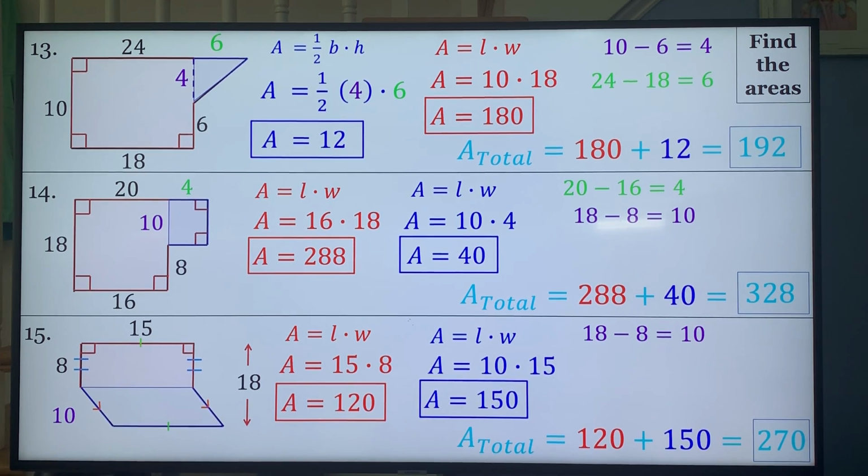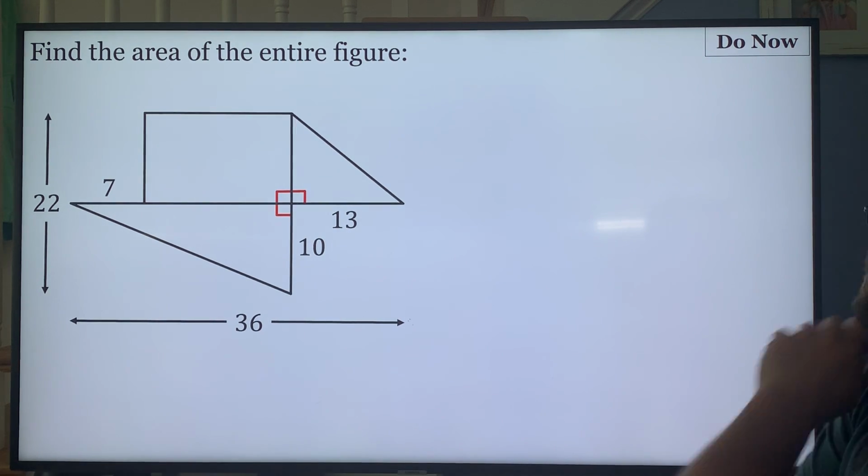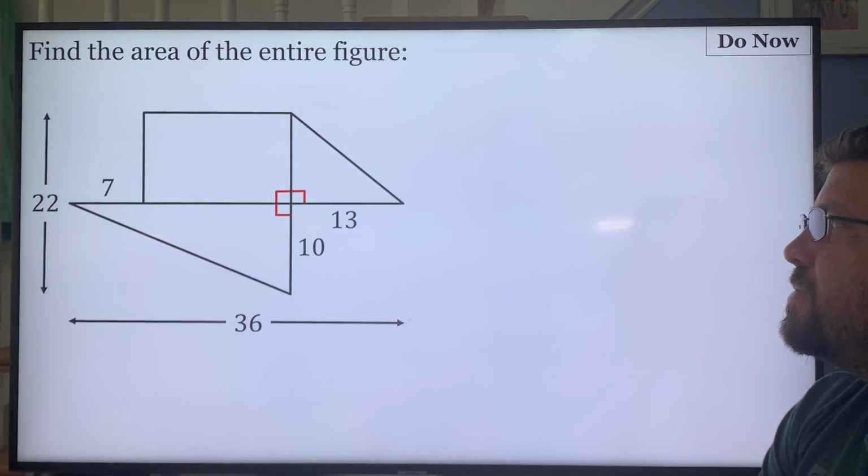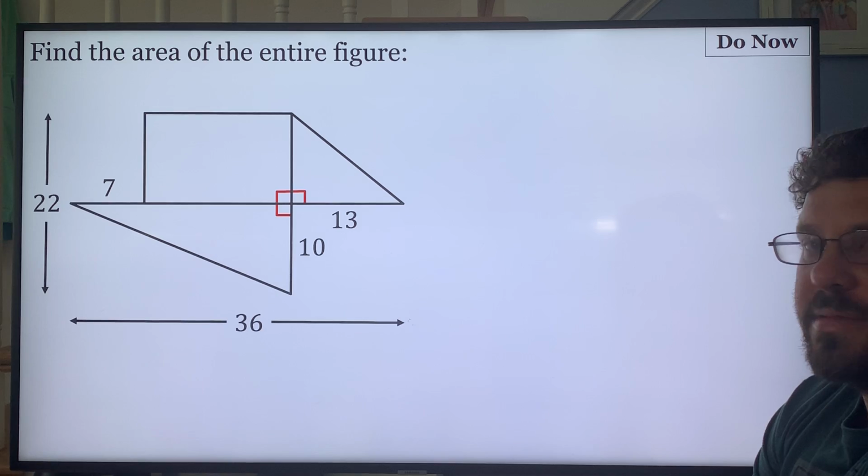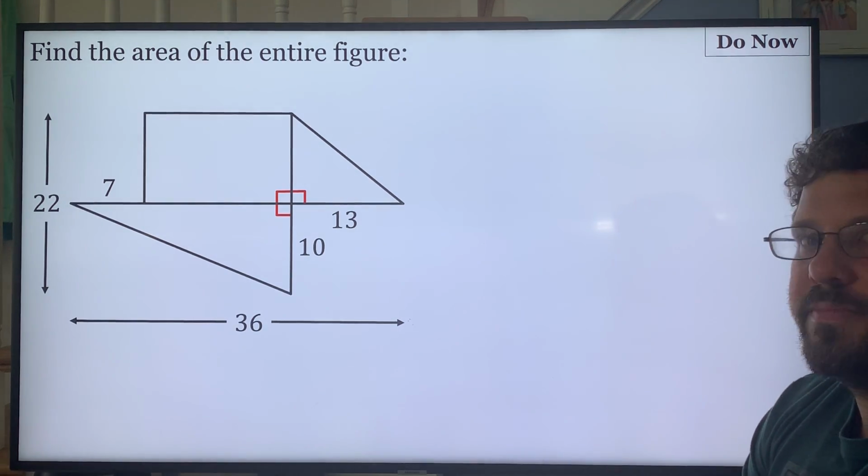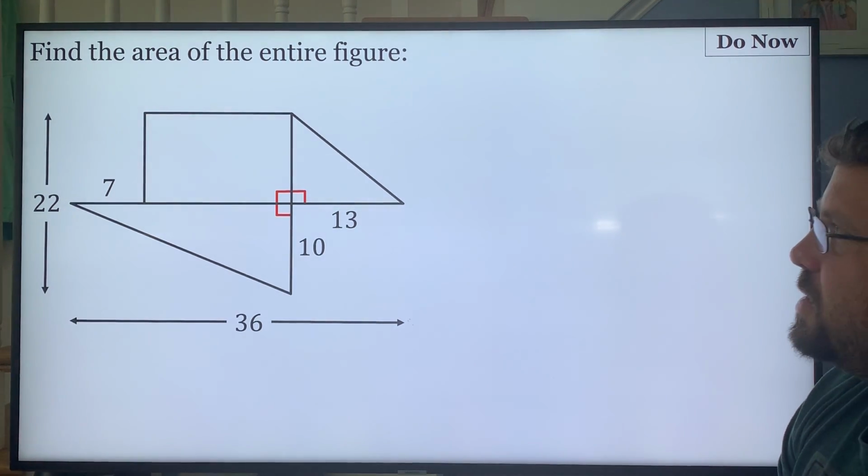Not too terrible, right? All right, move to the next one. Find the area of this entire figure. Now, I was nice. I split it up for you. Got an answer? Let's see what you got.